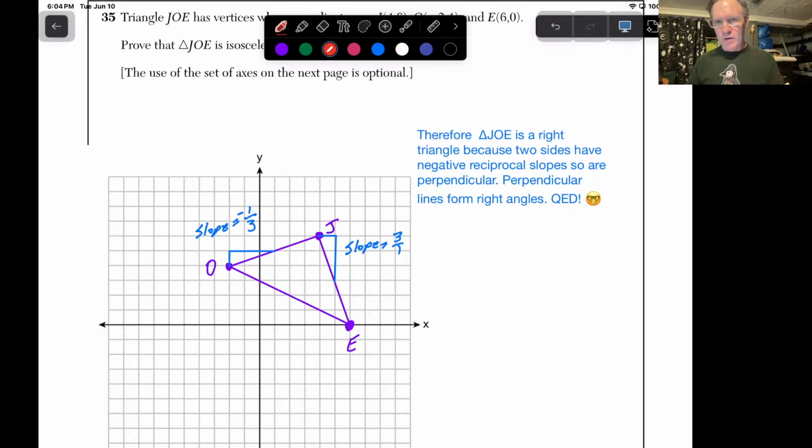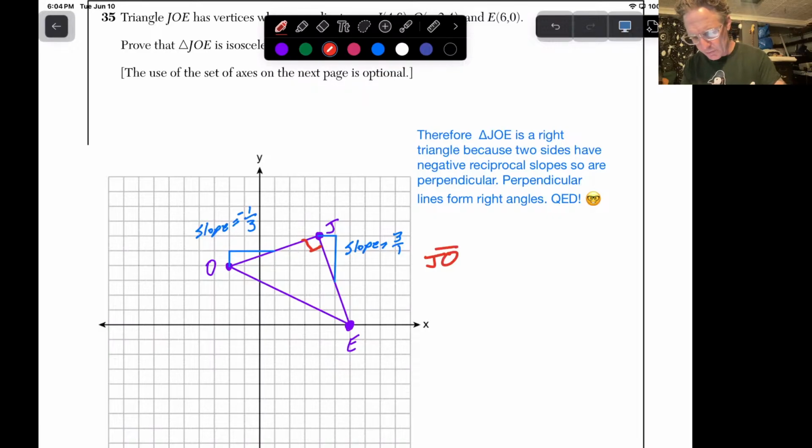Therefore, triangle JOE is a right triangle because it has a right angle. How do we know that? It has opposite reciprocal slopes. So you could find the slope of, say, JE and find the slope of JO. And that's what I did here. And so I would list them out too.